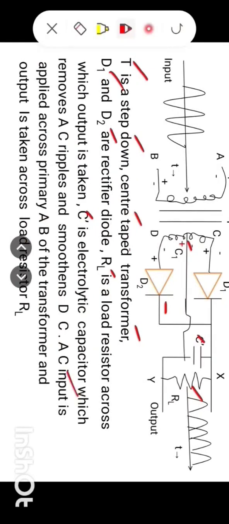C dash is an electrolytic capacitor which removes AC ripples and smoothens DC. AC input is applied across primary AB of the transformer and output is taken across load resistance RL.